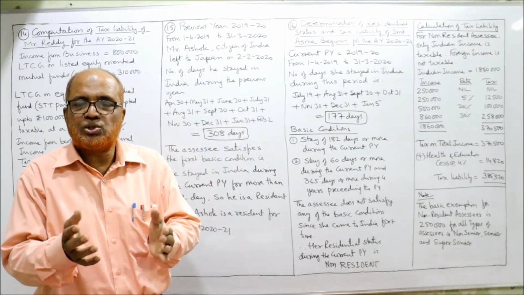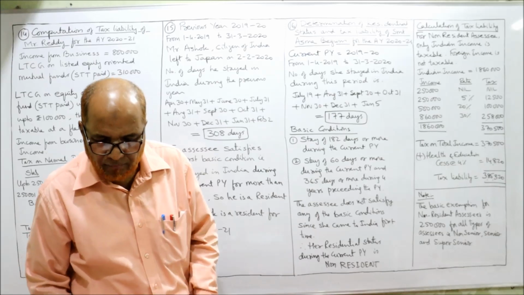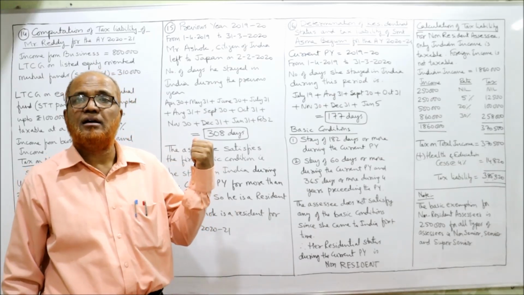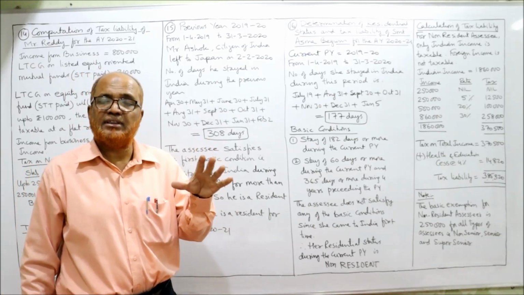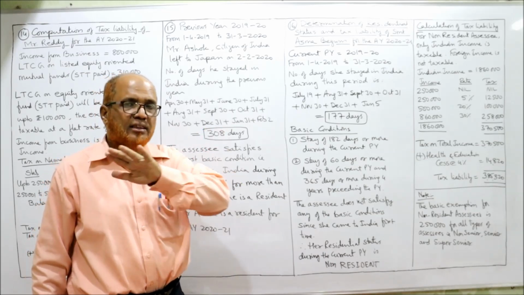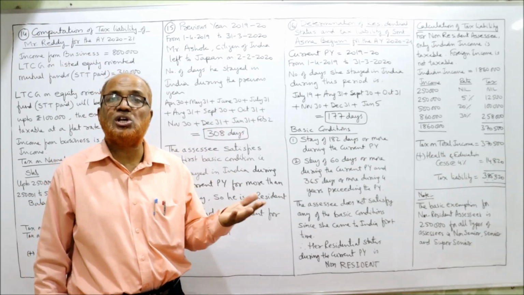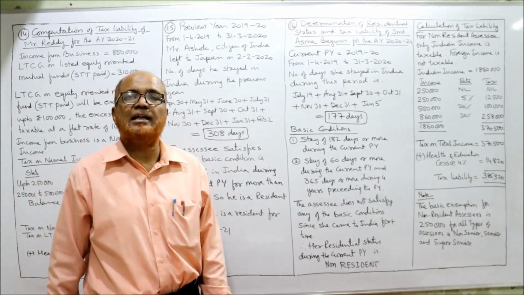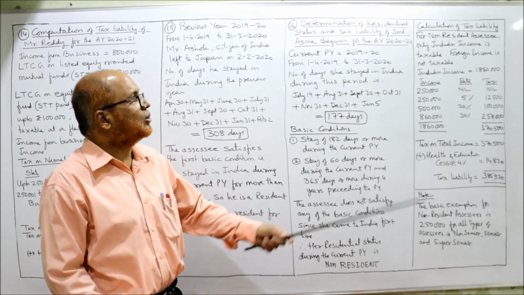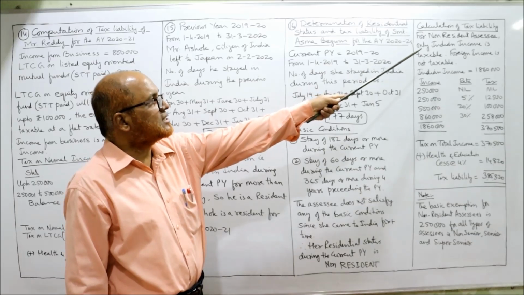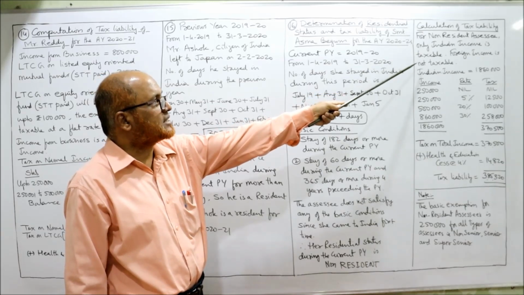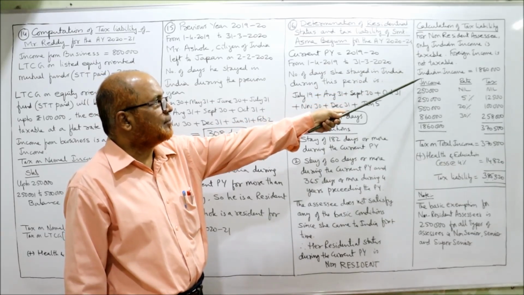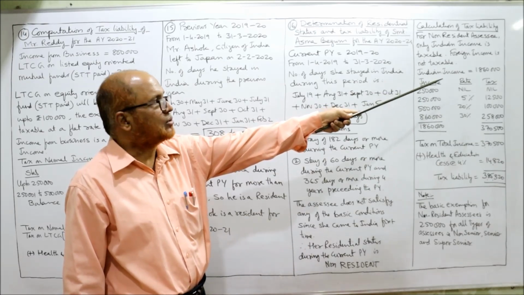She earned some 25 lakh 91,000 rupees in Iran. That is not taxable in India because she is a non-resident. Only Indian income is taxable. How much Indian income? 18 lakh 60,000 she earned. For a non-resident, only Indian income is taxable. Foreign income is not taxable. Indian income is 18 lakh 60,000.